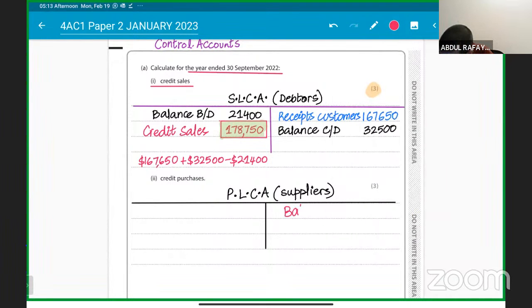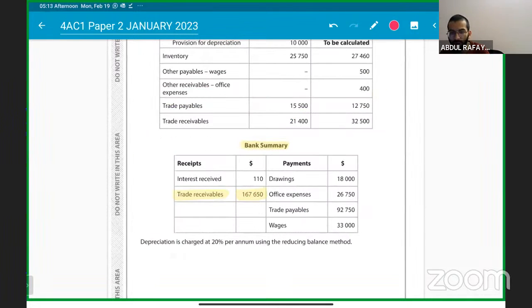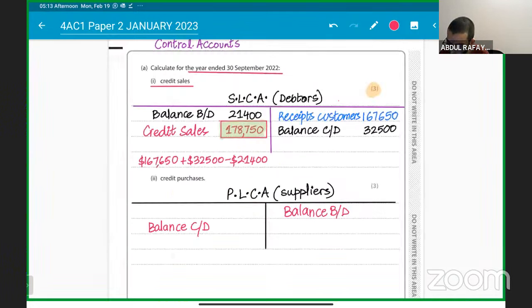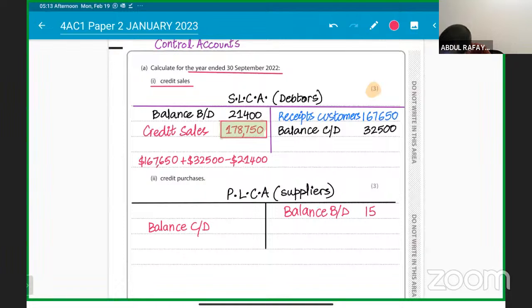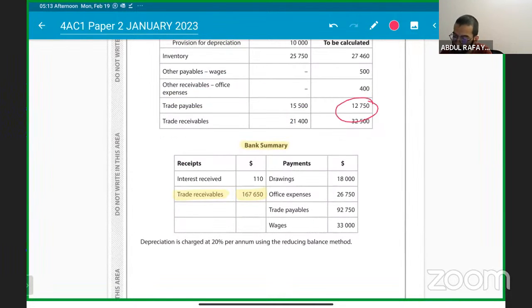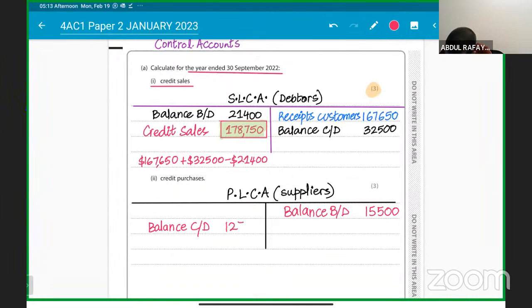So balance brought down will start from here, and balance carried down will be here, the opposite way this time. Because it's a liability nature, it will start from there. Trade receivables control account was a debit nature asset, that's why we put the balance brought down on the debit side. Opening balance is 15,500. Closing balance is 12,750.